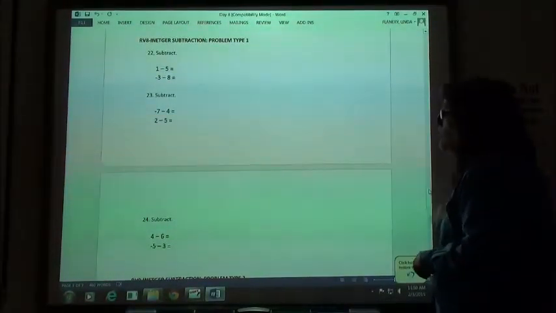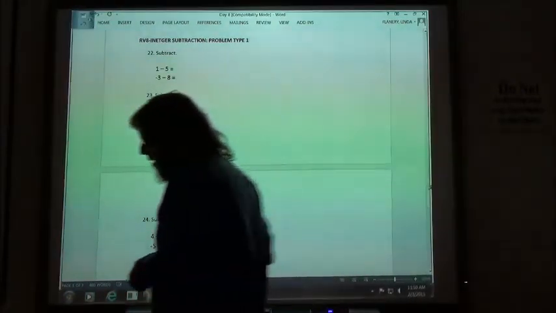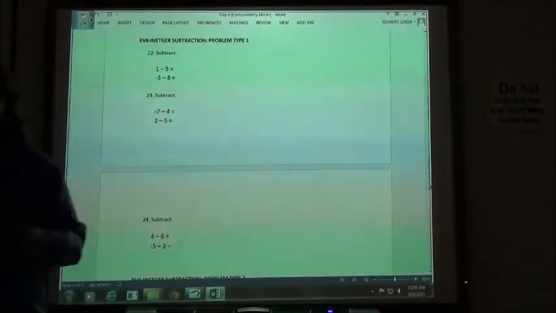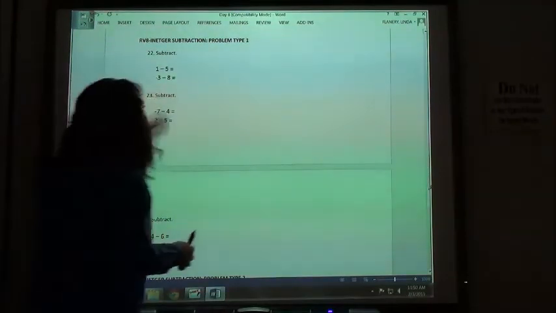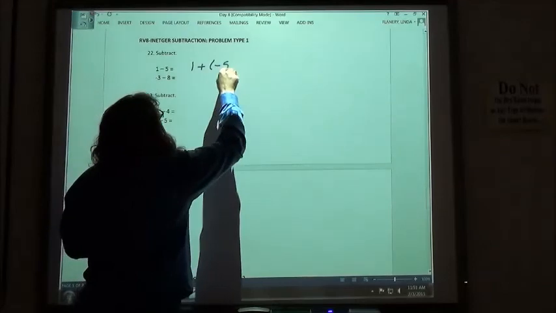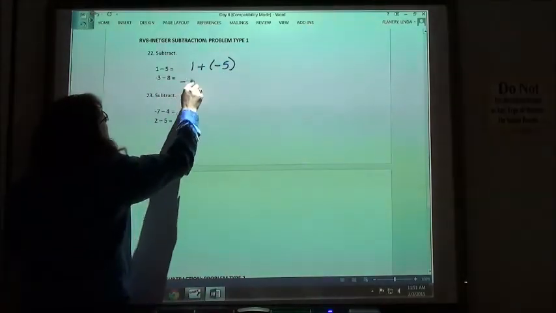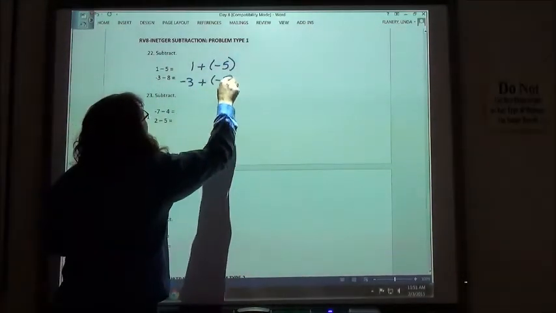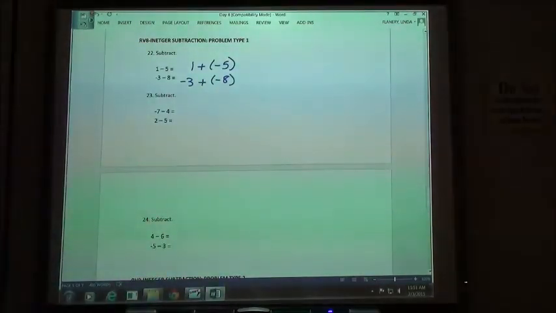22, 23, 24, we're now into subtraction. Technically, subtraction is adding the opposite. I could rewrite my problems of subtraction as 1 plus a negative 5 and negative 3 plus a negative 8. However, why rewrite the problems? Think of the exact same rules as we had for addition. If my signs in front are opposites, we subtract and take the sign of the larger. If the signs in front are the same, we add and keep the sign.